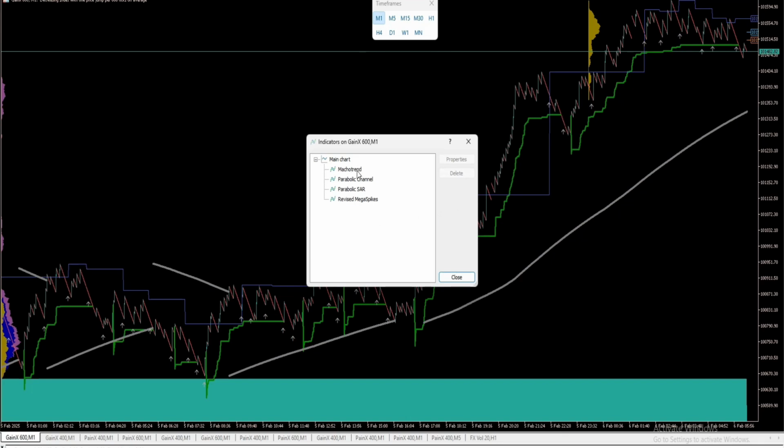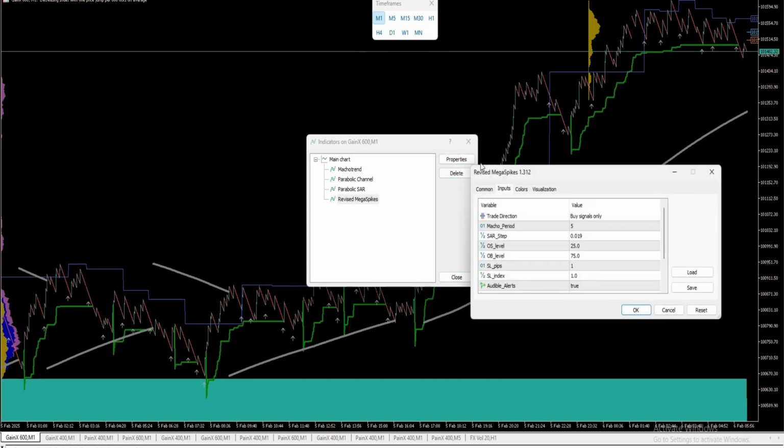This is an indicator I developed a long time ago. It helps you to actually determine the trend of the market at any point in time. This is the parabolic channel. There's a new one, and then the parabolic SAR, and then also the revised Megaspikes. Now the revised Megaspikes, let's start with that.